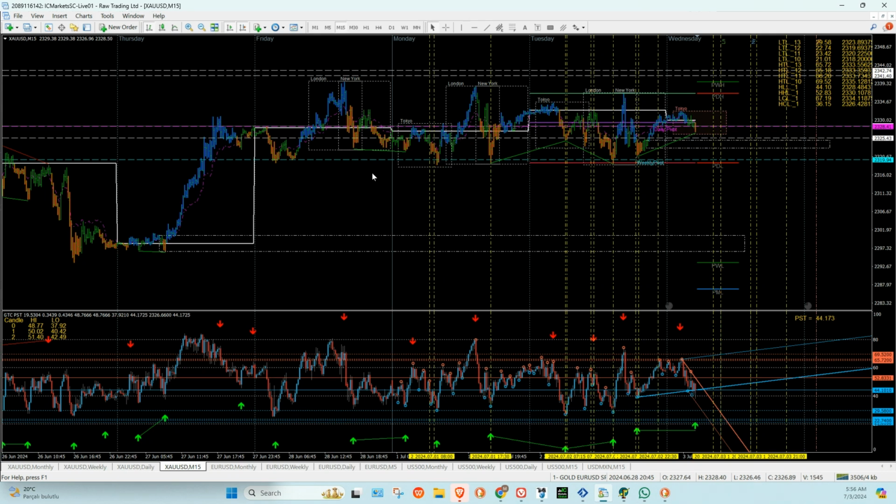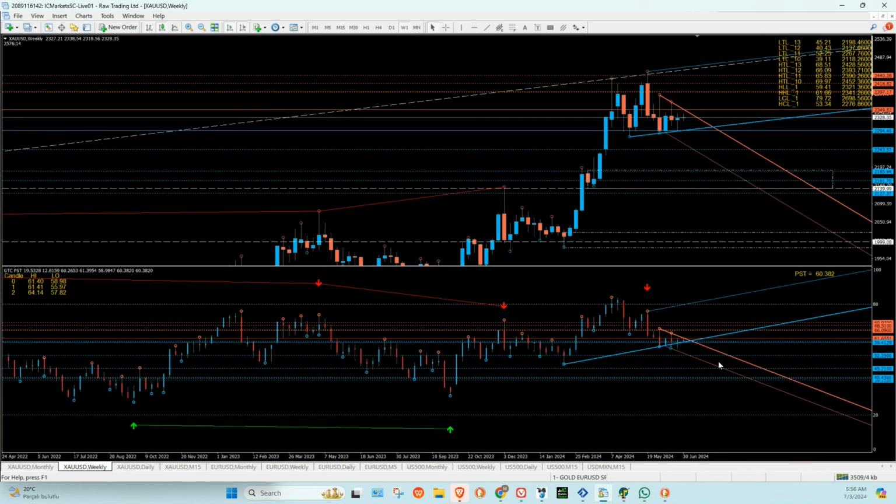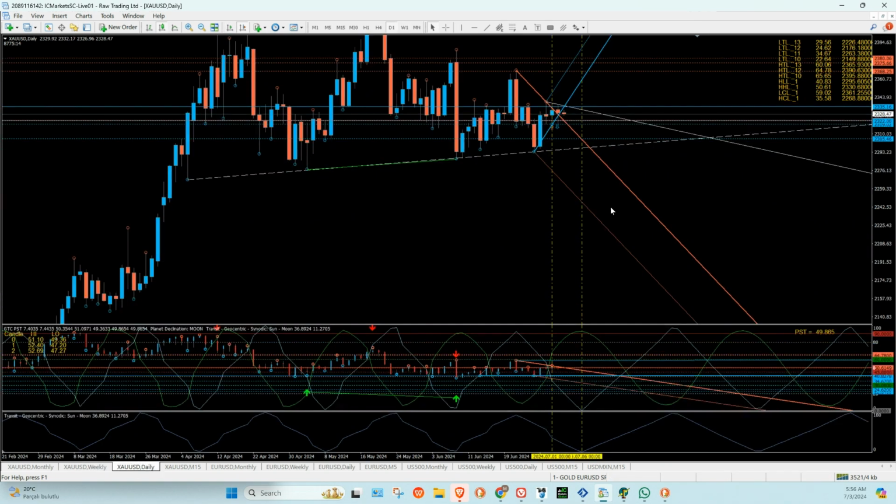Now, let's take a look. Now remember, this is gold, right? On the weekly, we're right in a squeeze here. So this is just waiting for a bust. Okay, so we're either going to push up and break out or break down. On the daily, we've already kind of broken out. Now, according to the price, this can go either way.